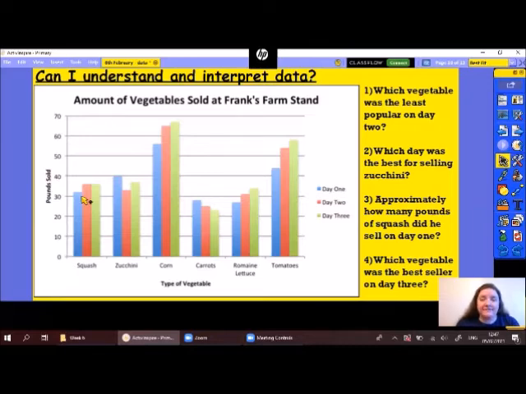And the final question for this chart is which vegetable was the best seller on day 3? So if we're looking at day 3, remember that's green. So we're looking at the green bars and which vegetable was the best seller. So which one sold the most? So let's have a look. The green bar that's the tallest seems to be this one here. It's much taller than all the others. So that vegetable was corn. Well done if you got some of those. I know that bar chart is a little bit trickier to understand.